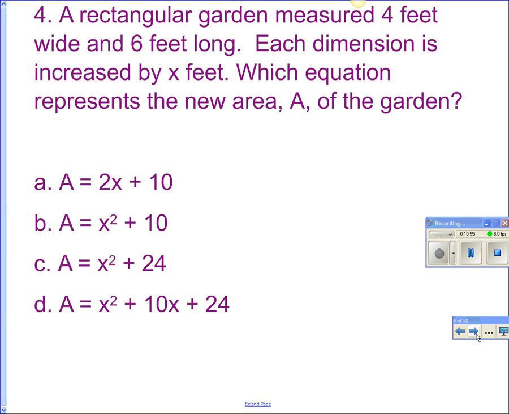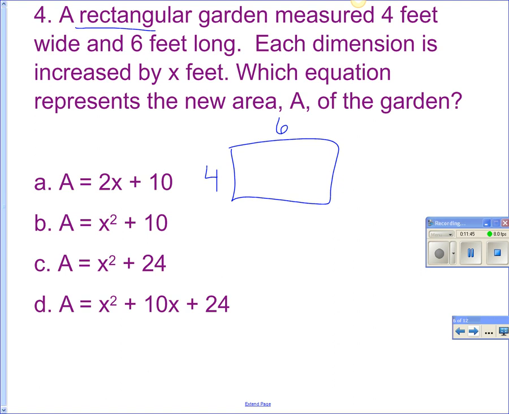All right, number 4. A rectangular garden measured 4 feet wide and 6 feet long. Each dimension is increased by x feet. Which equation represents the new area A of the garden? Stephen R., what should I do first? Draw what? What kind of garden is it? So I got to draw a rectangle. Stephen A., what's the first thing it tells me about the rectangle? Okay, so 4 feet wide, so the 4 would go there, and the 6 would go there. 6 feet long. Samaria, what does it tell me next?